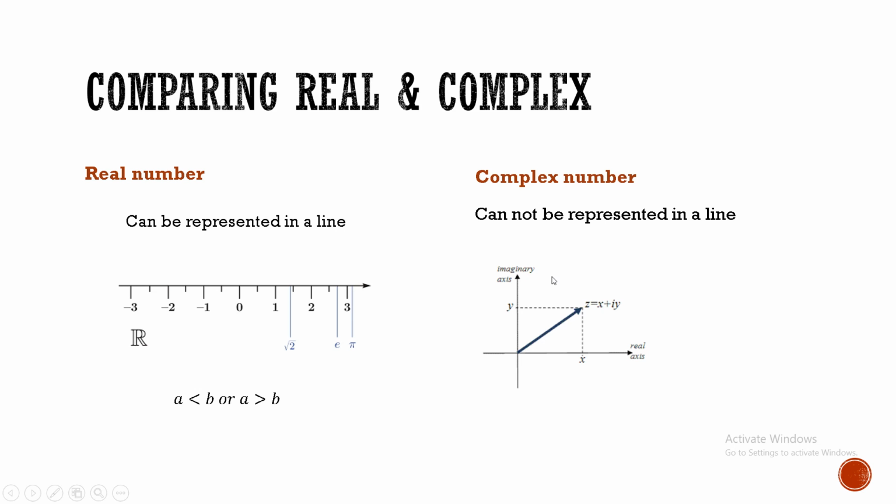So for complex numbers, surely we cannot say, for example, let us consider two complex numbers z1 and z2. You cannot say z1 is greater than z2 or z1 is less than z2. Simply, if two complex numbers are located in the same place, we can say z1 is equal to z2, and if they are not located in the same place, we can say z1 is not equal to z2. This is a short note on complex numbers.